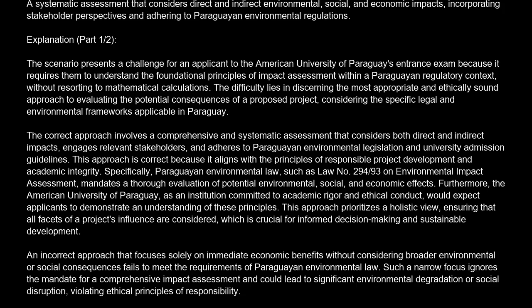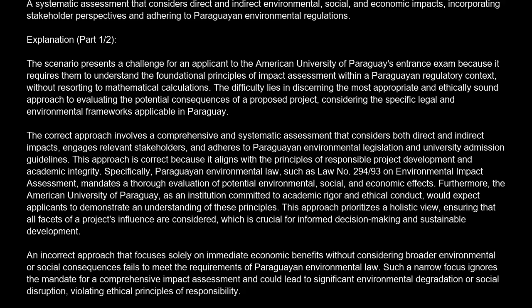The correct answer is A: a systematic assessment that considers direct and indirect environmental, social, and economic impacts, incorporating stakeholder perspectives and adhering to Paraguayan environmental regulations. Explanation: the scenario presents a challenge for an applicant to the American University of Paraguay's entrance exam because it requires them to understand the foundational principles of impact assessment within a Paraguayan regulatory context, without resorting to mathematical calculations.